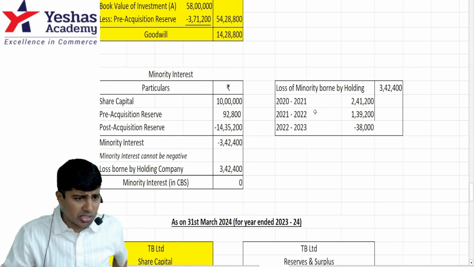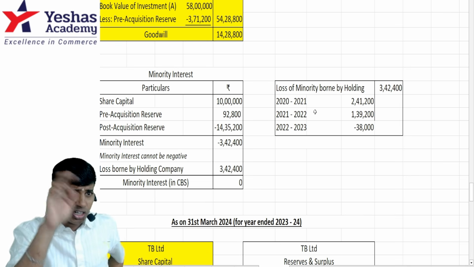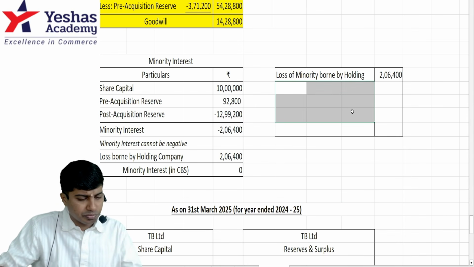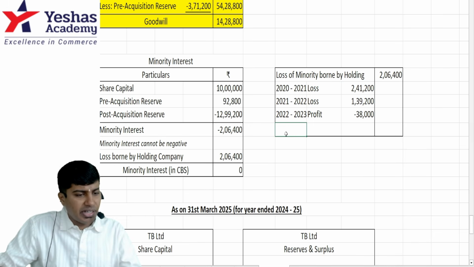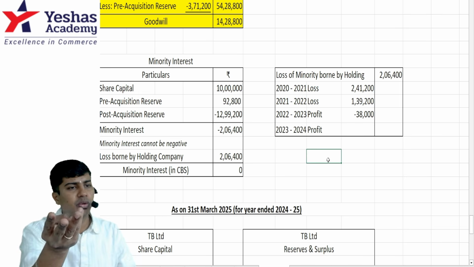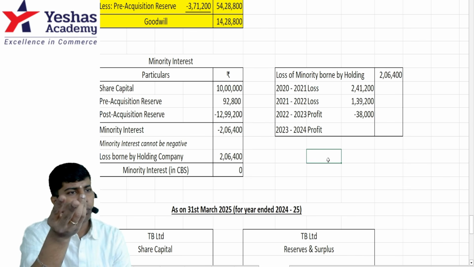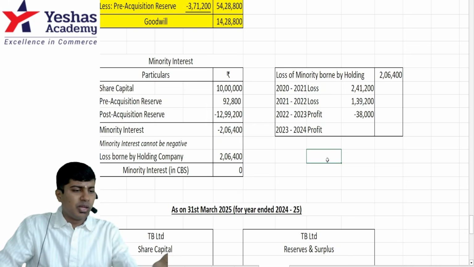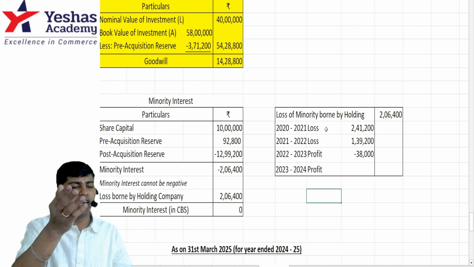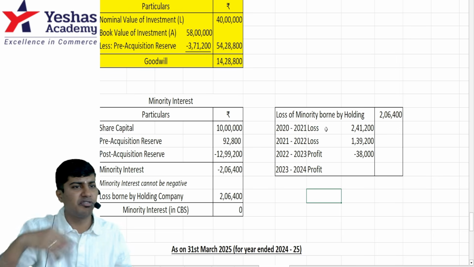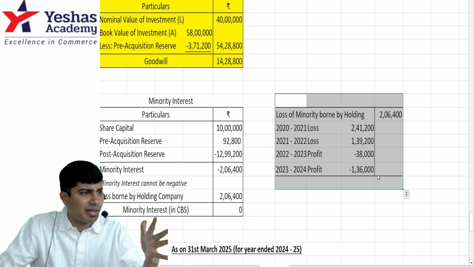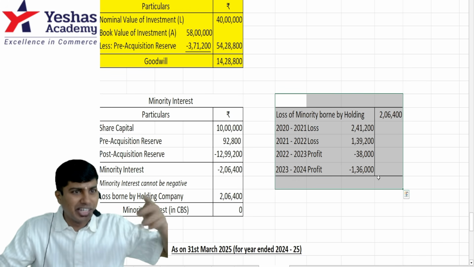2020-21, 2,41,200 loss. 21-22, 1,39,200 loss. 22-23, minus 38,000, reversal of loss. Same for those 3 years. In 23-24, there is profit and loss is getting reversed. How much? Take 2,41,200 plus 1,39,200 minus 38,000. Basically, you would get 3 lakh 42,400. 3 lakh 42,400 loss is becoming 2 lakh 6,400. How much is the difference? 1 lakh 36,000. Hey, this table is not needed in the exam. For you to know that it's getting reversed, I'm doing it.